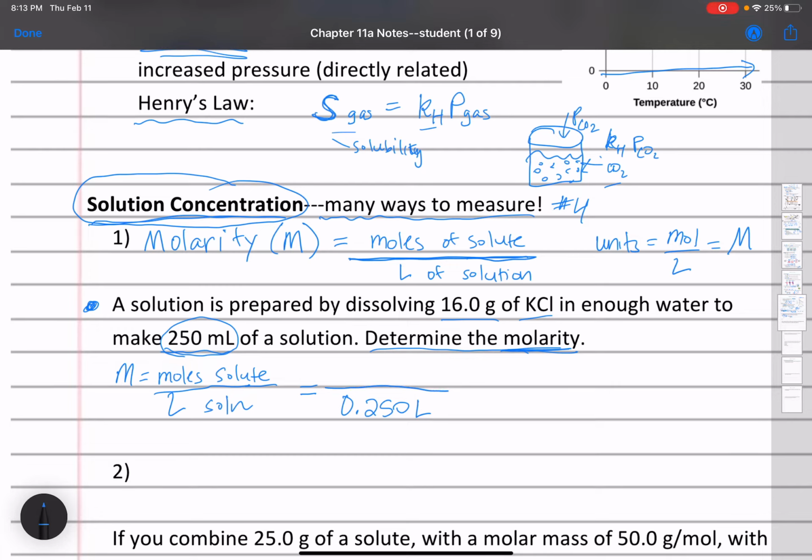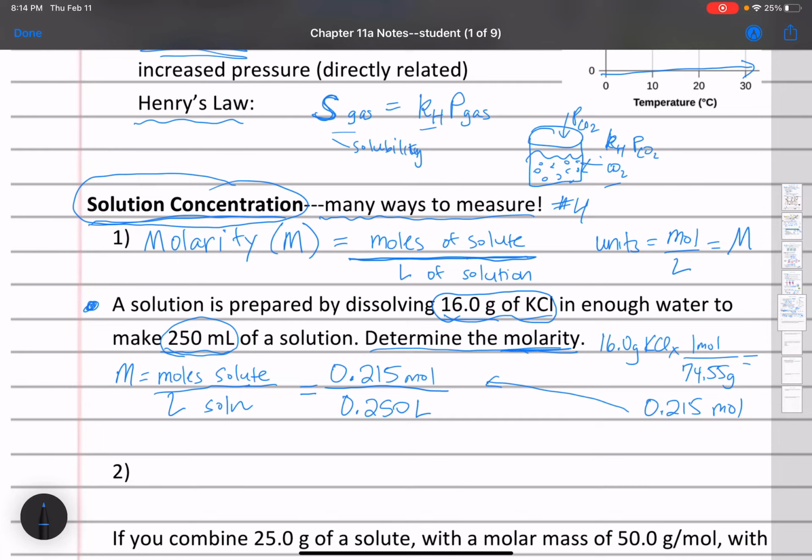But now I need moles of solute. And I could figure that out because I'm given grams and I'm given a formula. So I'm going to just do that to the side here. If I have 16 grams of KCl, and the molar mass of KCl I can calculate by adding the molar mass of potassium and chlorine, that's going to be a molar mass of 74.55 grams per mole. All right, then I get moles, and when I do the division here, I get 0.215 moles.